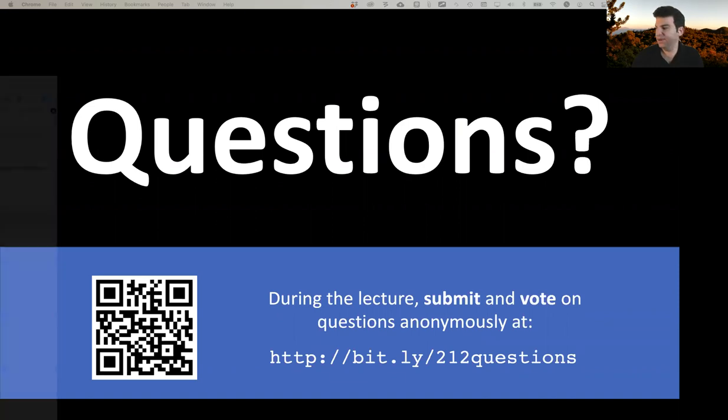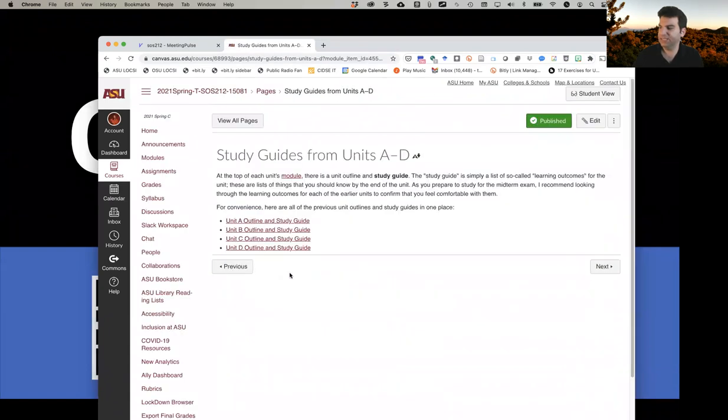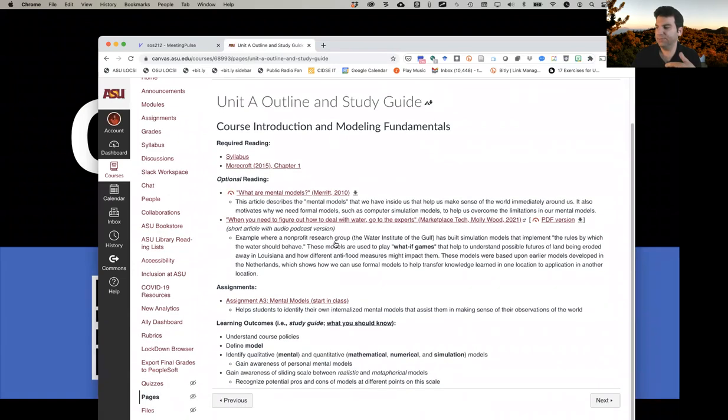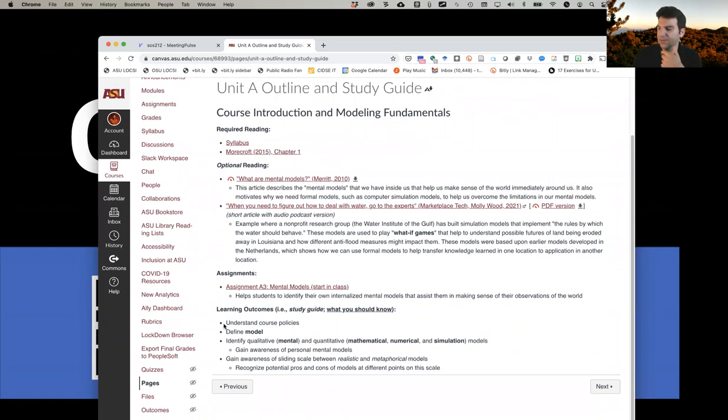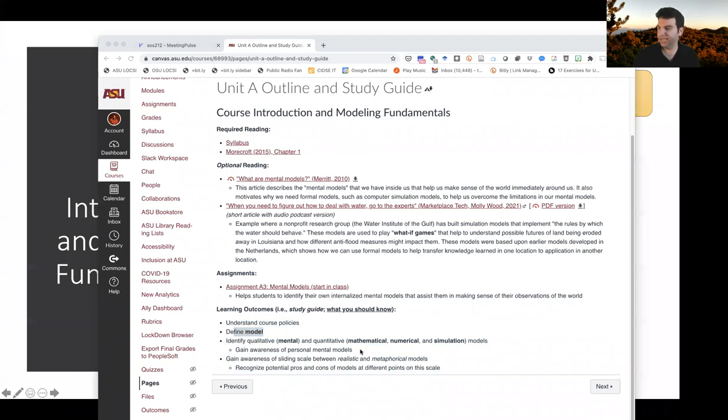The other thing I might point out is that in the midterm module, there are these little study guides for units A through D. If you click on that, it's a page that has all of the study guides for each of the four units. Those are also at the top of each one of the units. They summarize what we did in that unit and then list the learning outcomes, which are the things you should know coming out of the unit. So those are the things you should study: do you understand, can you define a model, et cetera? Throughout this presentation, I have gone through each unit, listed these learning outcomes, and picked out the slides I thought were the most salient from that unit.